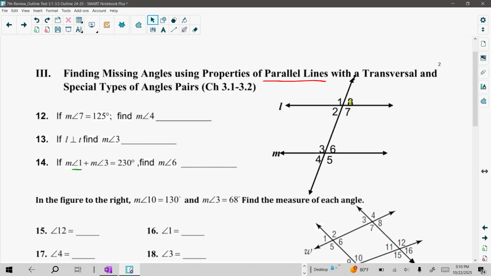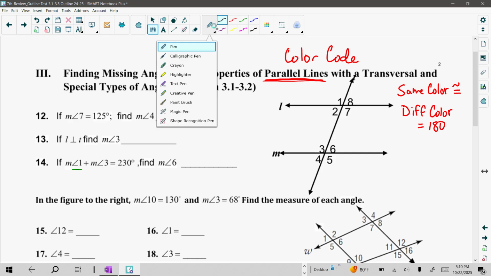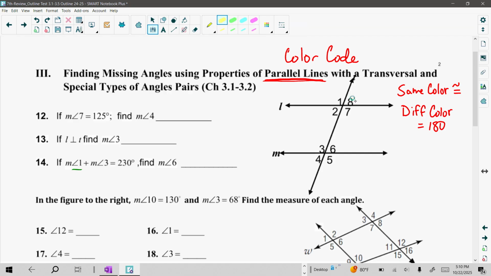And a way to help you see that relationship that we did in class was we did a color code. Remember, we took our highlighter, we highlighted the acute angle, did the vertical angles were congruent, and that pattern repeated on the other part of the line in the transversal. And we got a different color, the obtuse. And in this pattern, remember, and I have it right here: if it's the same color, it's congruent. If it's different colors, it is supplementary, which means it equals 180.